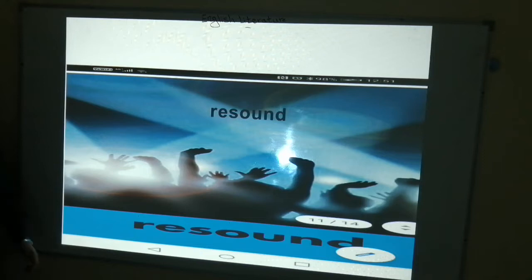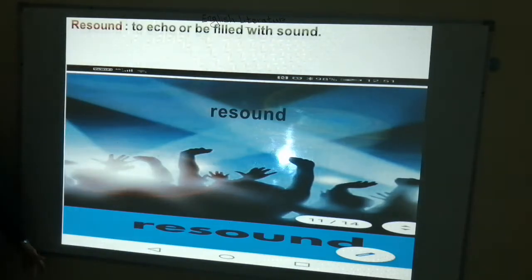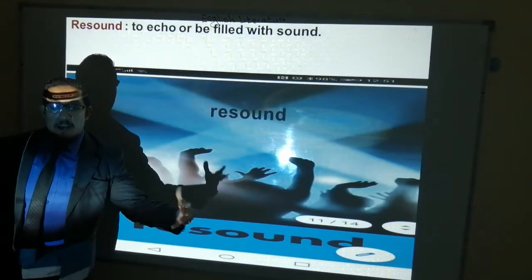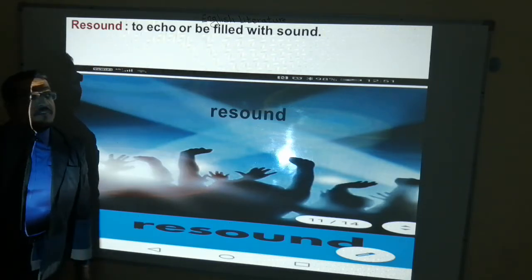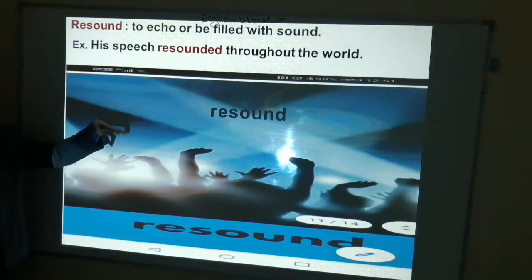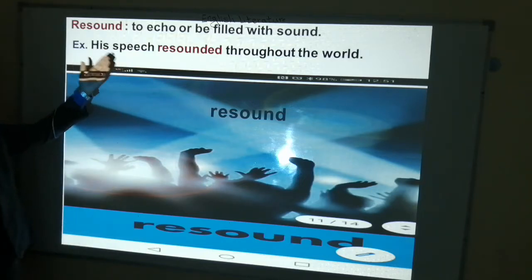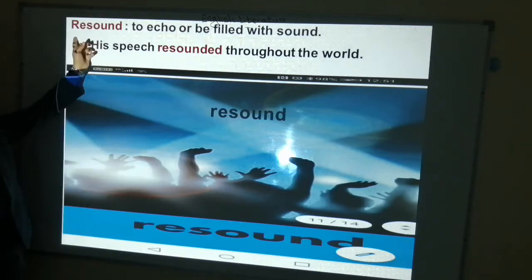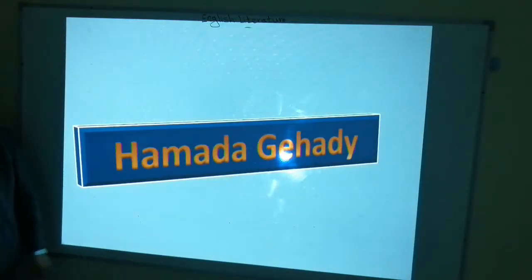The last word that we have for the highlighted vocabulary inside the book is resound. What does it mean? To echo or be filled with sound. For example, his speech resounded throughout the world. Again, resound. This is the last word that we have for our new vocabulary.